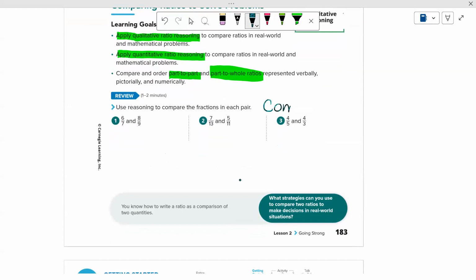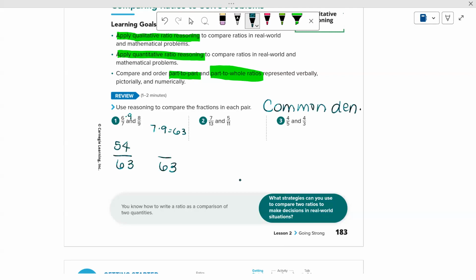So we have to find common denominators. I'm going to abbreviate that. Rather than trying to list our multiples of 7 and list our multiples of 9, I'm just going to multiply 7 and 9 together. 7 times 9 is 63, so I know that my denominators are going to be 63. And since 7 times 9 is 63, I also must multiply 6 times 9. What I do to the denominator, I must do to the numerator. 6 times 9 is 54.